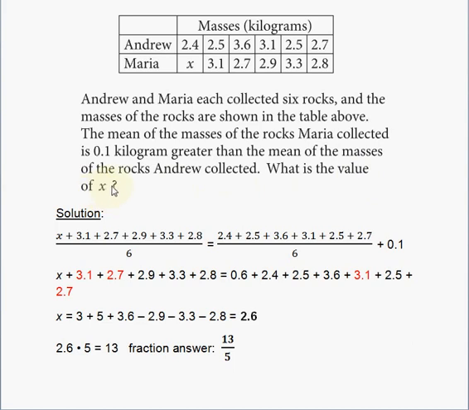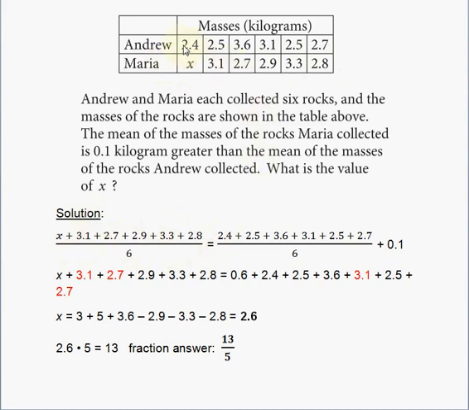Okay, so the mean for Maria is 0.1 greater than the mean for Andrew. To put it in the shortest way possible, right? So how do we calculate the mean for Andrew? Well, let's start with the mean for Maria. The mean for Maria will be calculated by summing up all these masses. There are 6 masses, and then dividing that sum by 6. Which is this part here.